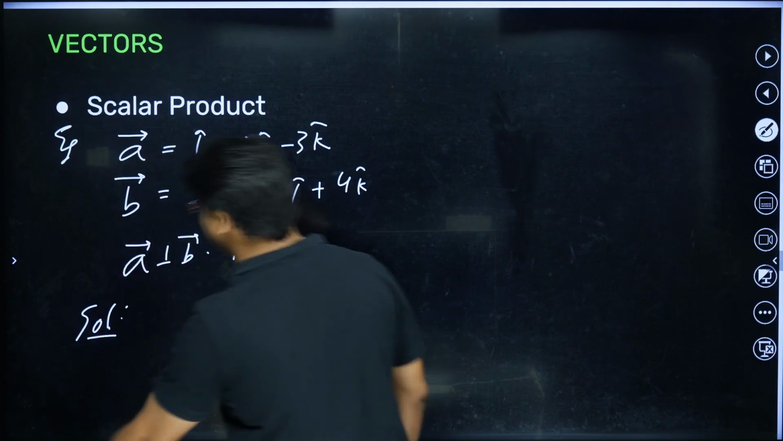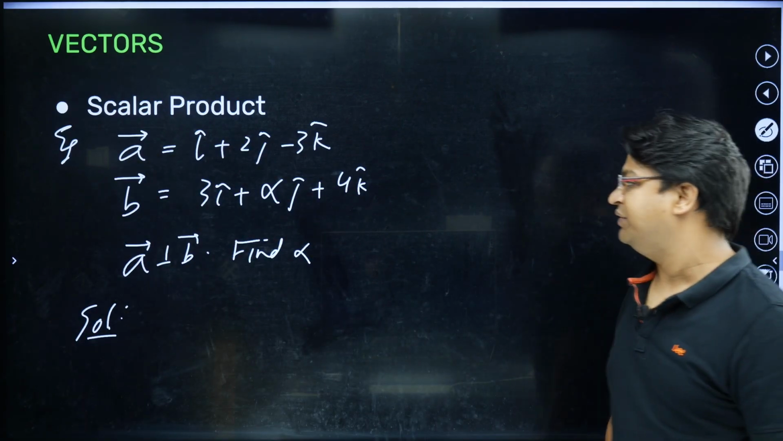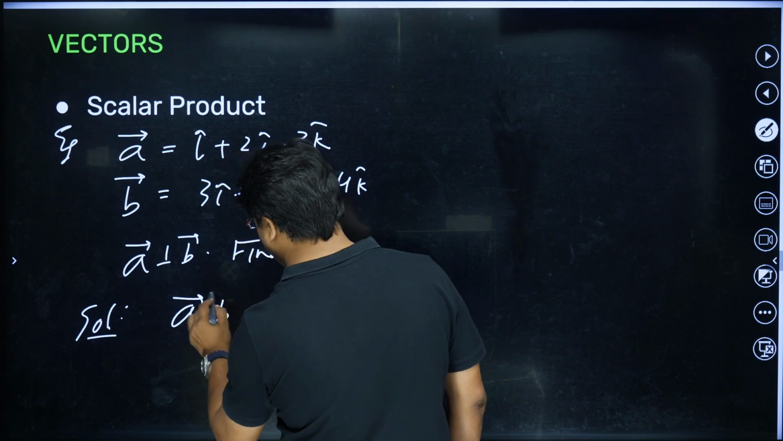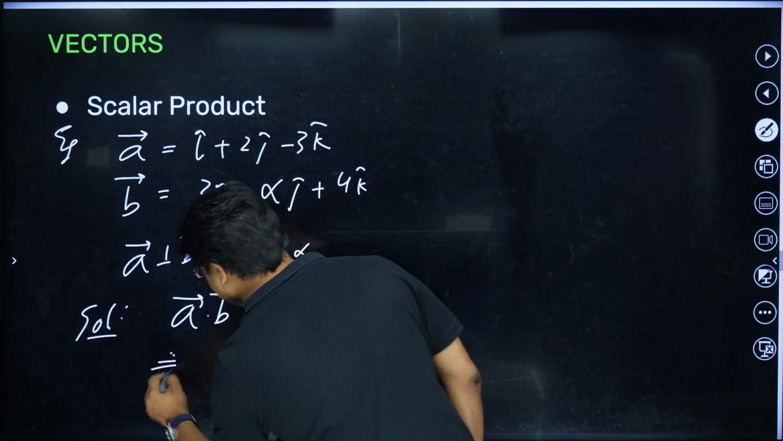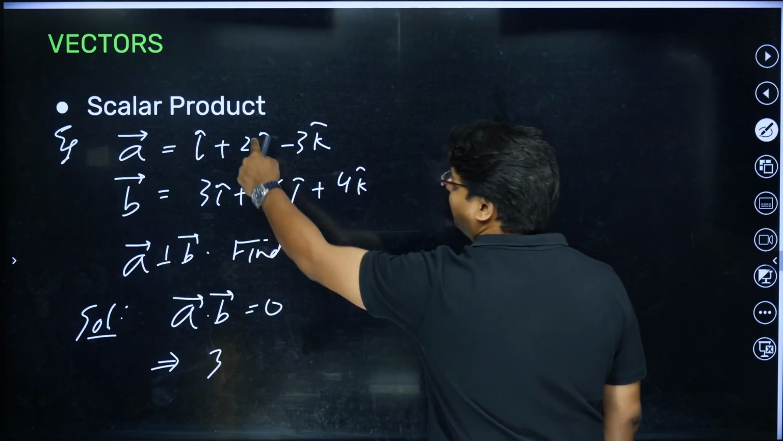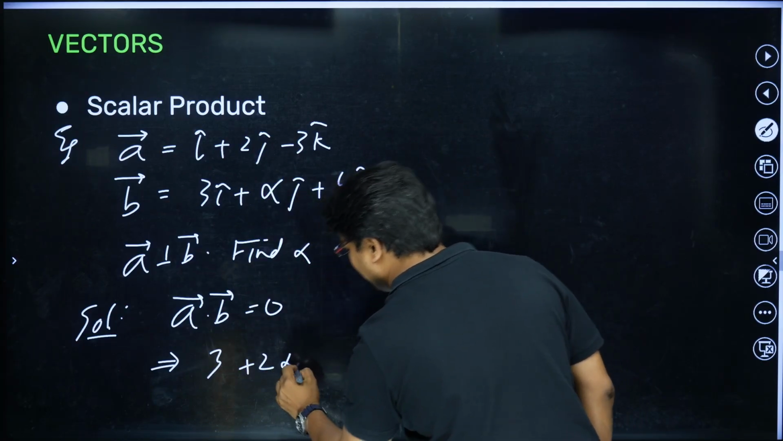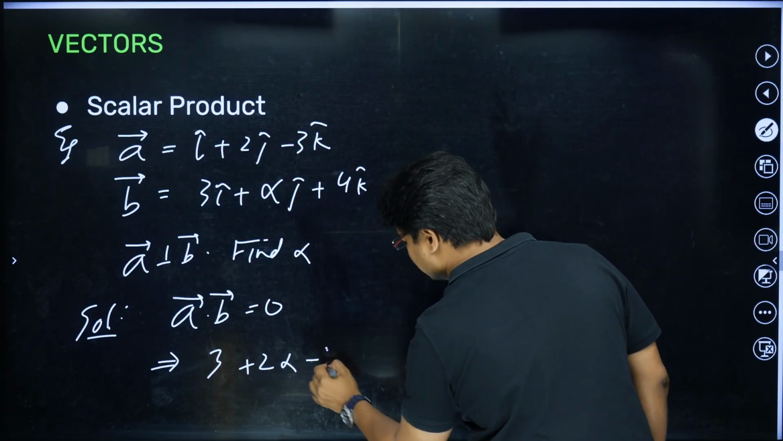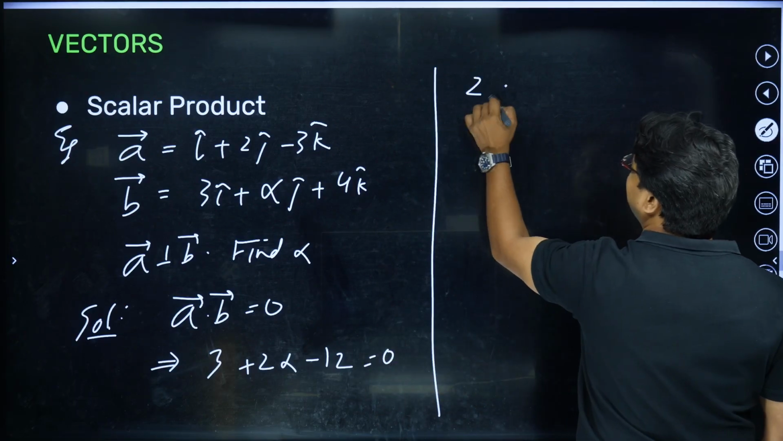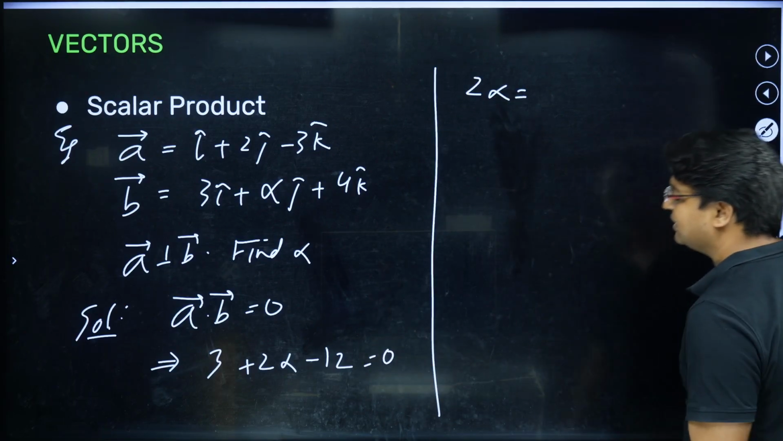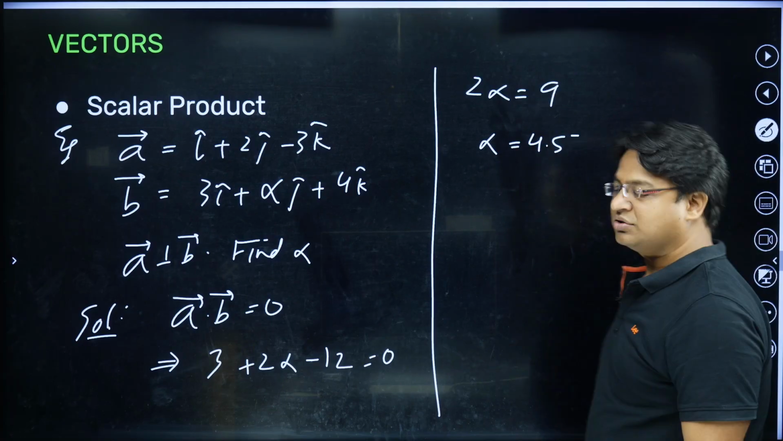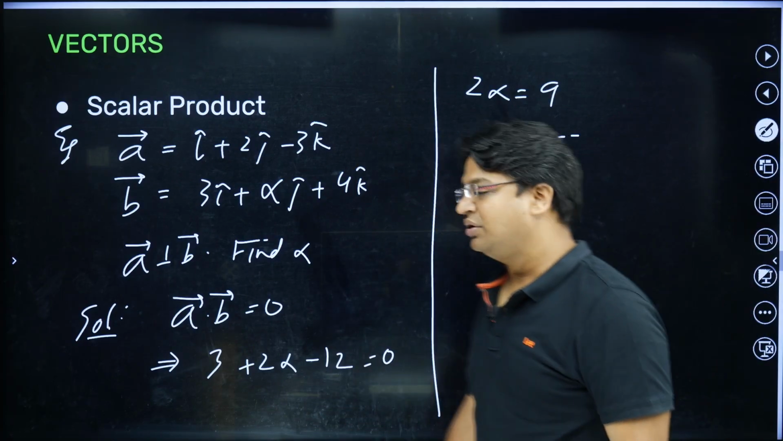We are going to say that if vector A is perpendicular to vector B, then it means that A dot B should be 0. And how much is A dot B? It is 1 into 3, 3, plus 2 into alpha, that's 2 alpha, then minus 3 into 4, that's minus 12, equal to 0. And from here we can say that 2 alpha is equal to 12 minus 3, that is 9, and alpha is equal to 4.5. So you can see how we are going to use the condition.